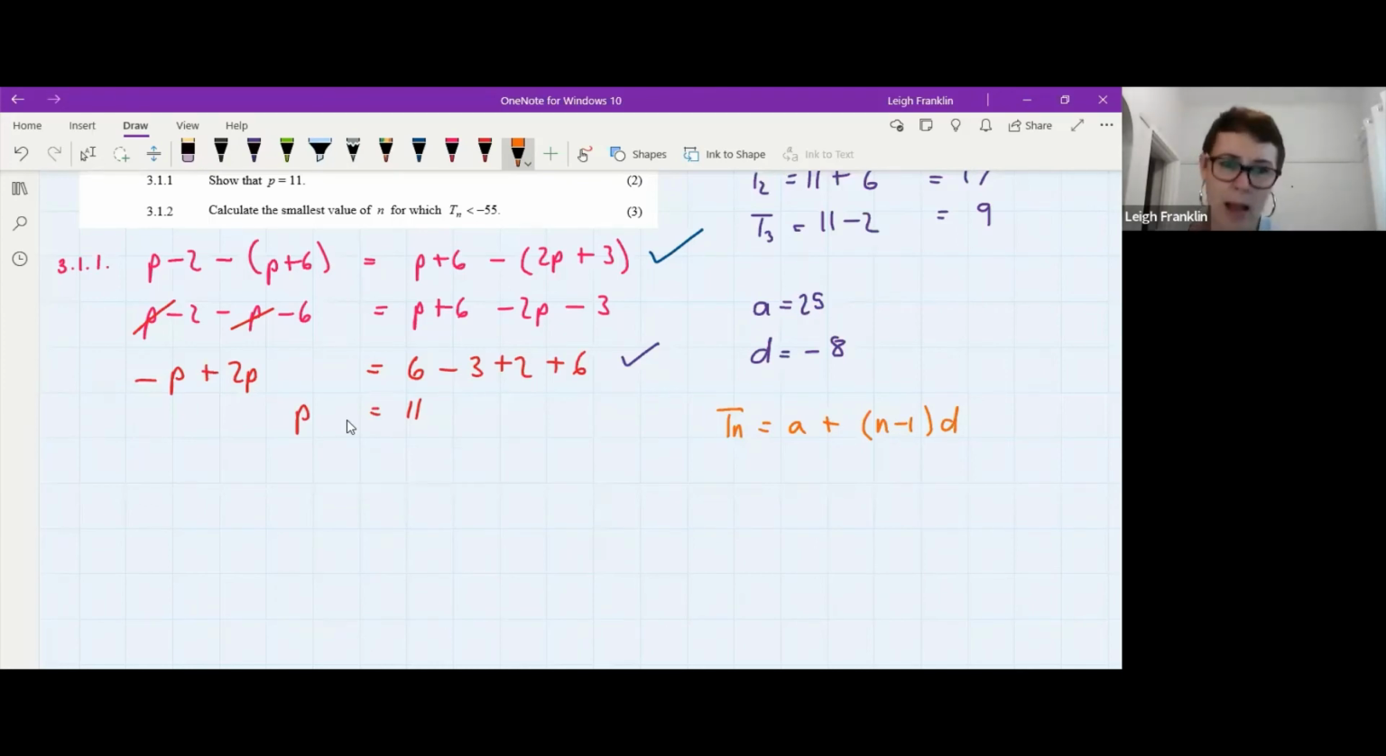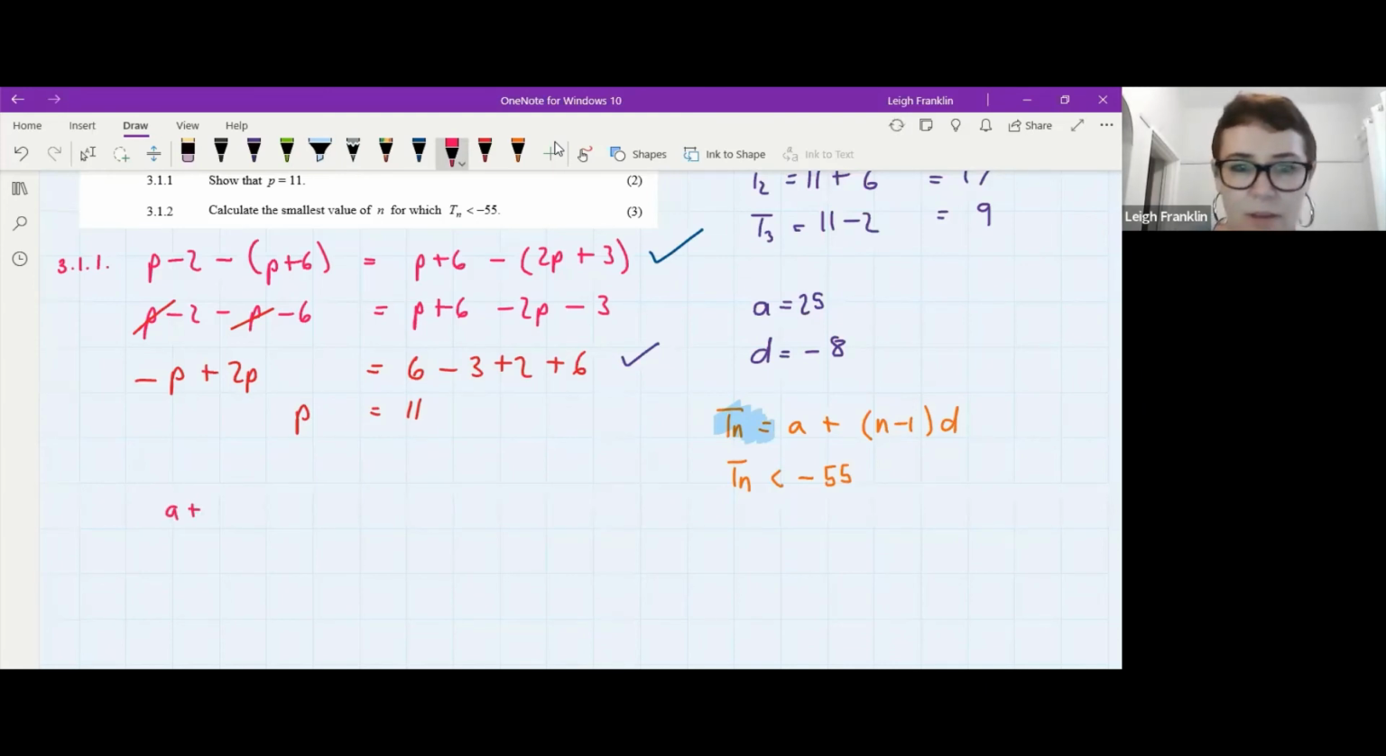Lovely. But now they've told me that Tn has to be smaller than negative 55. So how am I going to rewrite my equation with the smaller than negative 55? Anyone want to tell me what you think I should write? Okay, so Tn has to be smaller than negative 55. So in other words, I'm going to have to change this over here.